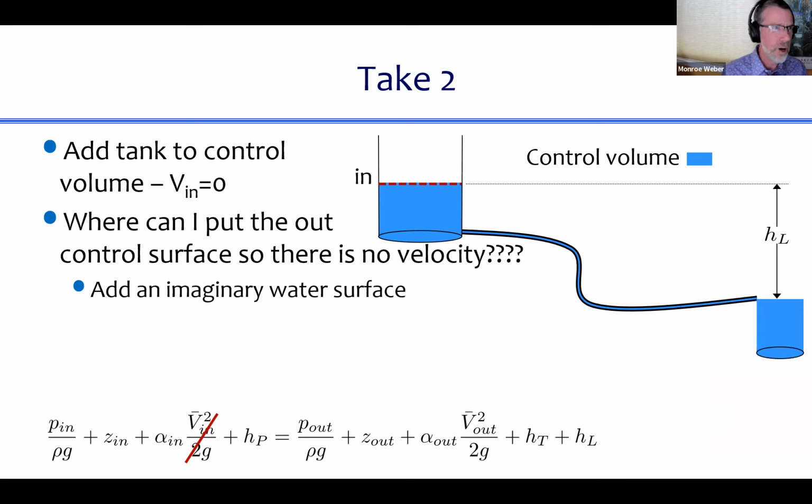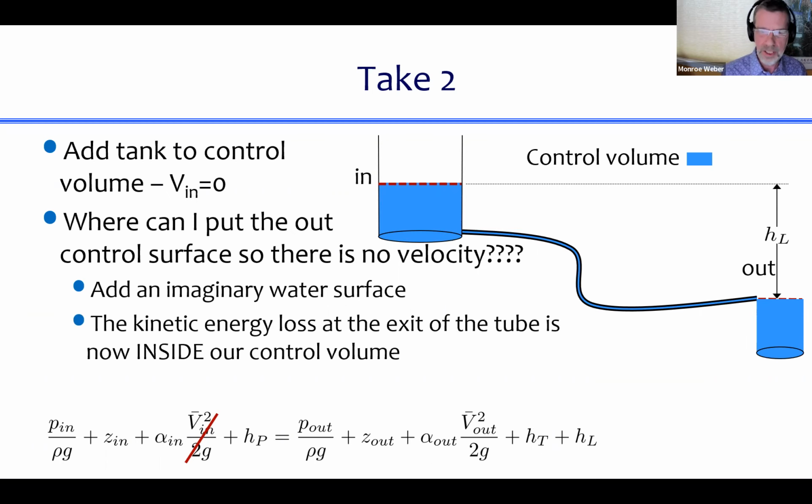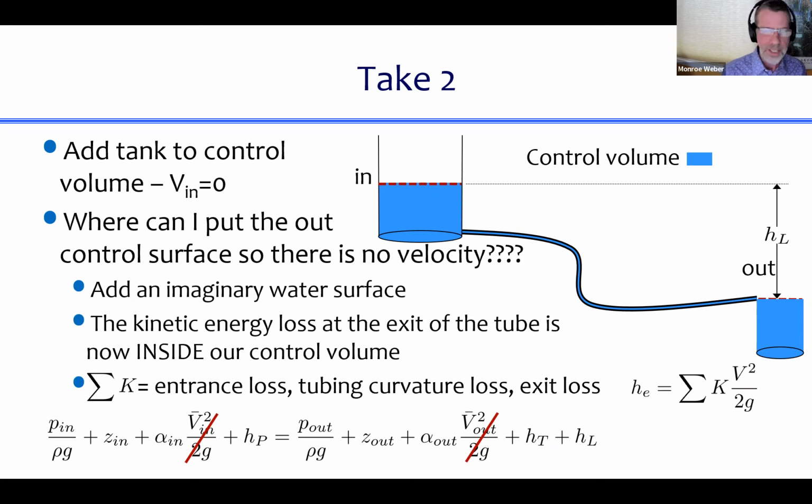And I'm going to say this water is flowing into the very top of a tank, and I'm going to put my control surface on top of that tank. Okay? I don't actually need the tank. I just needed a horizontal control surface. And now the velocity through that control surface is also 0. So my energy equation is now easy to solve, and I'm going to get that the head loss is equal to the elevation difference, which I've shown there on the graph already, or in the drawing. And my control volume is all that stuff in blue.